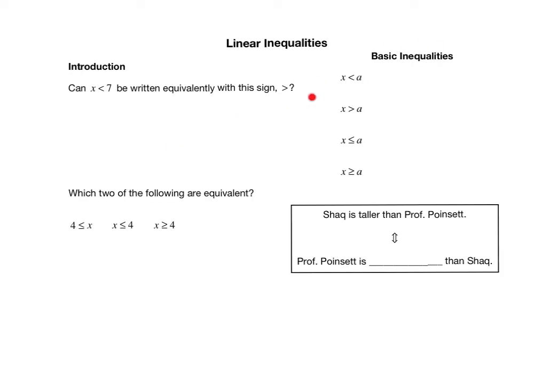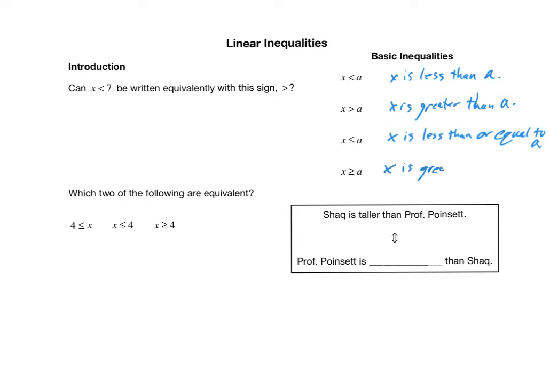Up here on the right, we have our basic inequalities. This was read as X is less than A. This one would be read X is greater than A. This one here is X is less than or equal to, when that additional line is there, A. And then finally, this one is X is greater than or equal to A. These are the 4 basic inequalities.